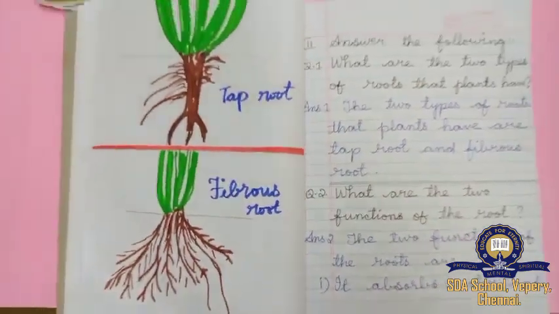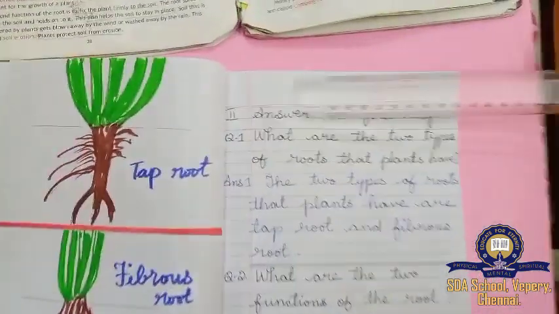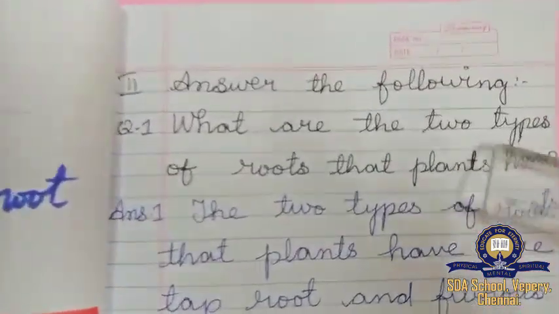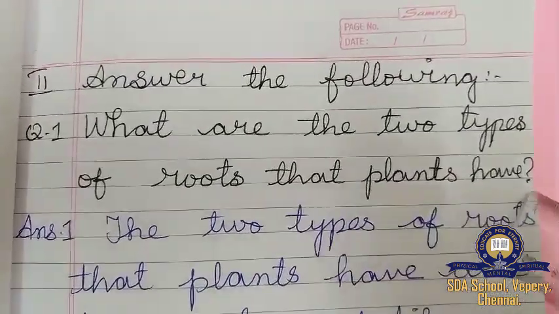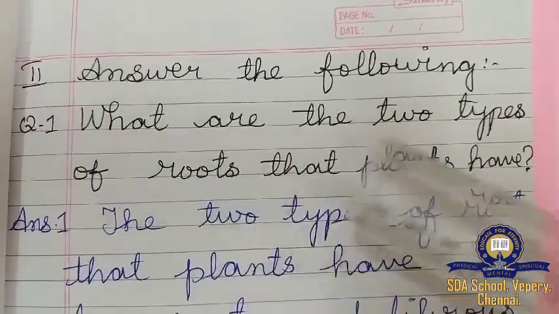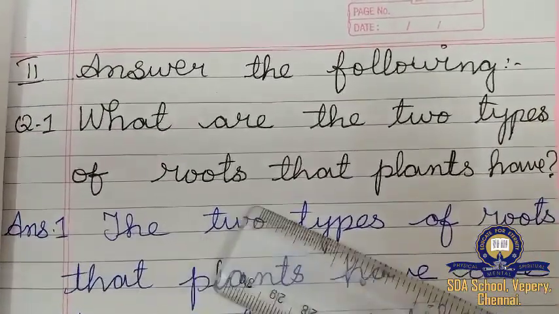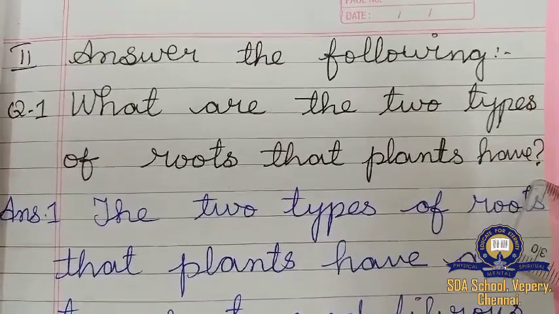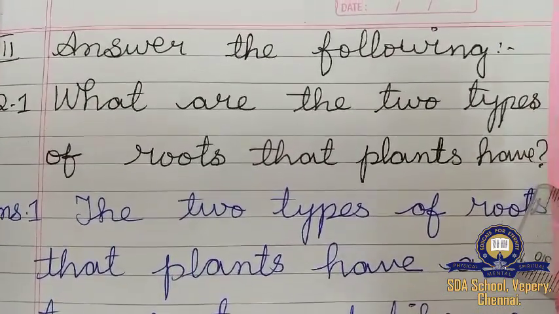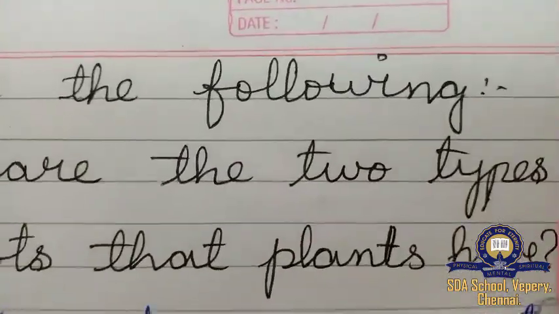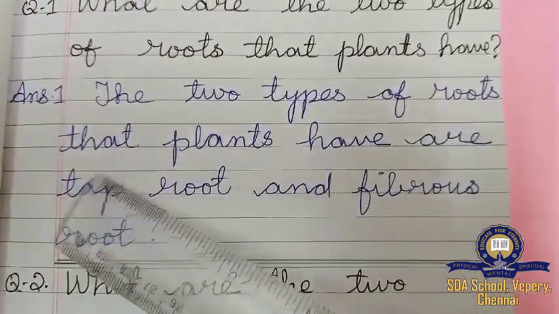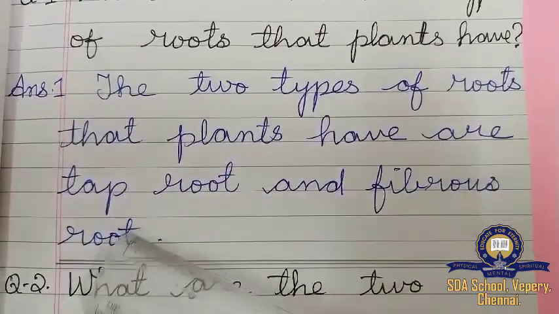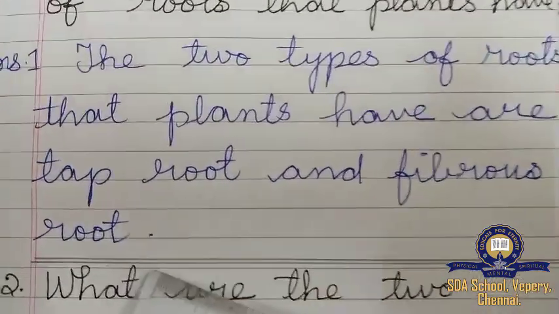Okay, the parts of a plant. Fifth lesson. Answer the following. What are the two types of roots that plants have? The question is, what are the two types of roots that plants have? Okay, we have two types of roots in the plants. The two types of roots that plants have are taproot and fibrous root.